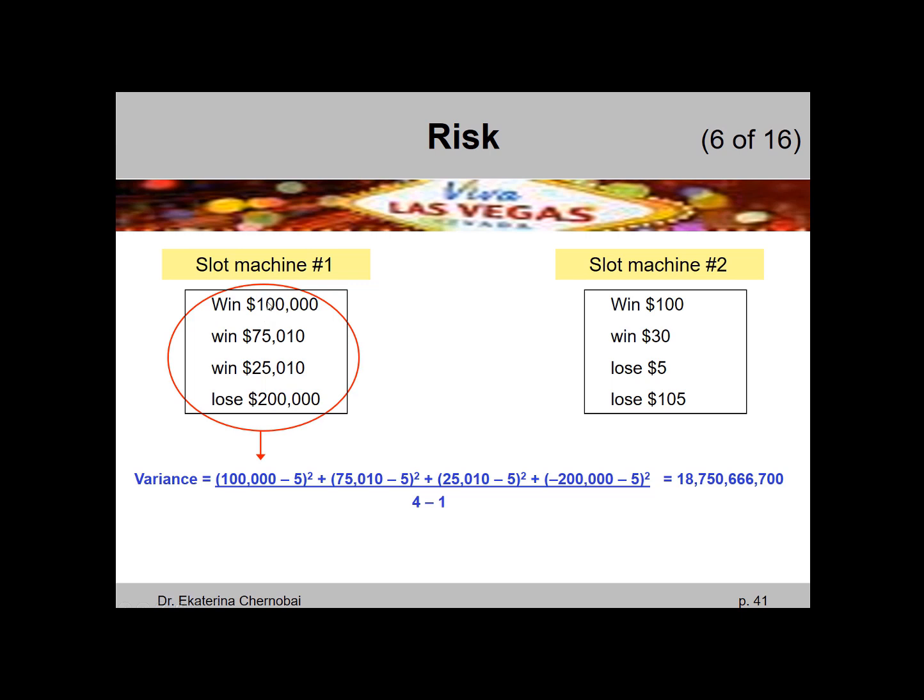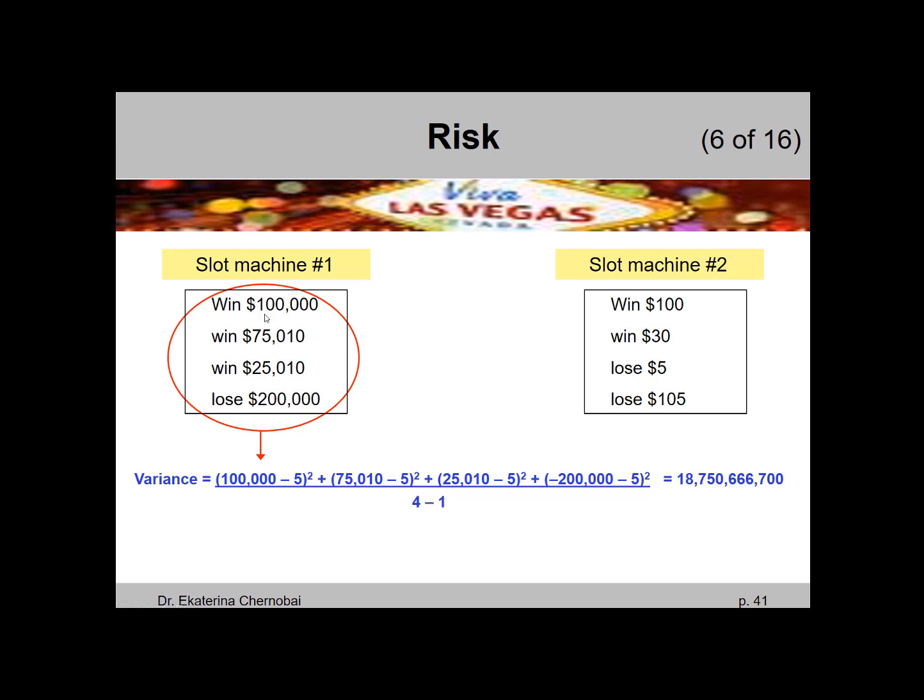We calculate the distance from $5 for each of the possible outcomes. So 100,000 minus 5. And we want to add up those distances from the $5 average and find their average. The average distance from the $5 average. But if we don't add the power 2, we're going to get 0, because everything will cancel out.